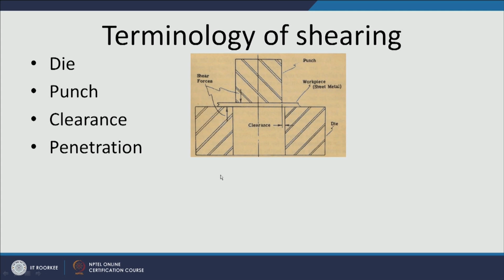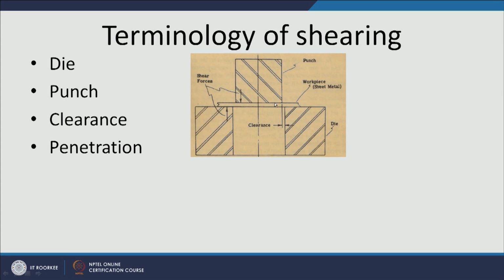For punching purposes, what kind of configuration is used? Like I have mentioned, at the top we have the punch, and on the lower side we have a die, and between these two the strip is placed, and there is always some gap between the punch and the die, which is termed the clearance.